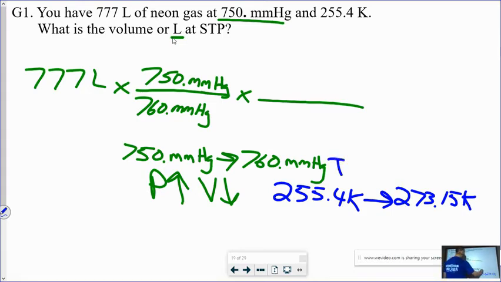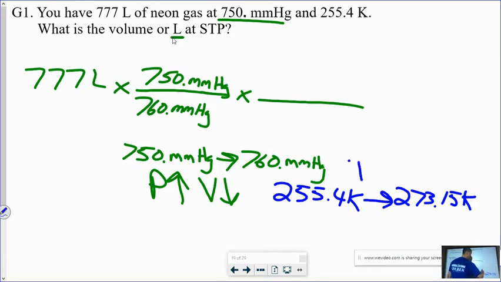So my temperature is going down. If my temperature goes down, my volume needs to go down. Those are directly related to each other. So I need my volume. Oh, I screwed that one up. Sorry about that, folks. Misread that one.